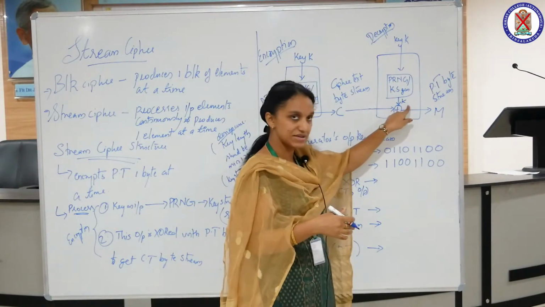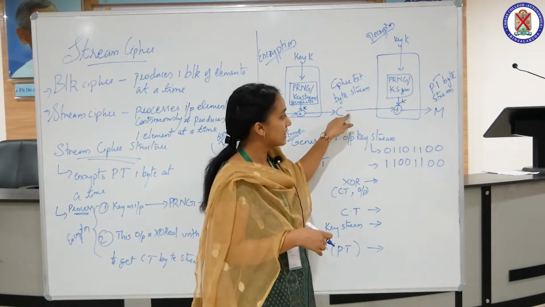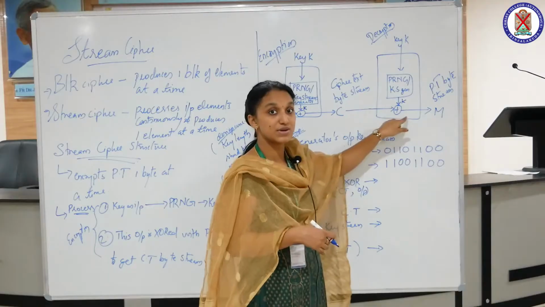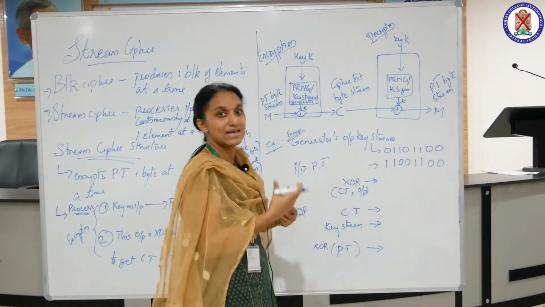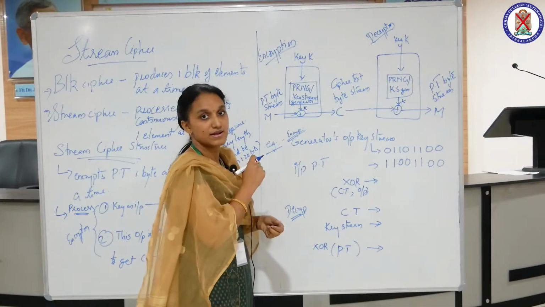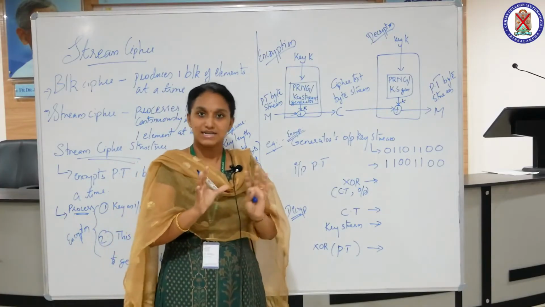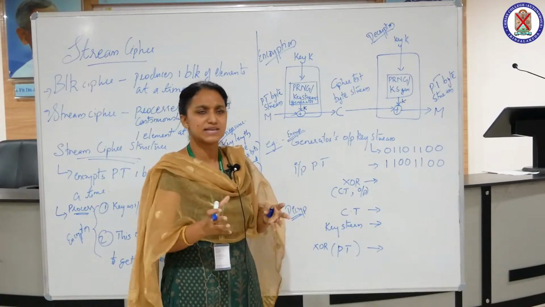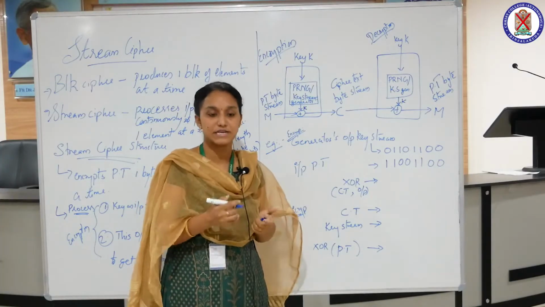So you get a key stream which is of equal bits to that of the ciphertext, and then both are XORed to get the plain text as it is, which we gave as input in the beginning. Clear? So this is the stream cipher structure. I'll explain it again. It's very easy. You have two main processes in it, encryption and decryption.